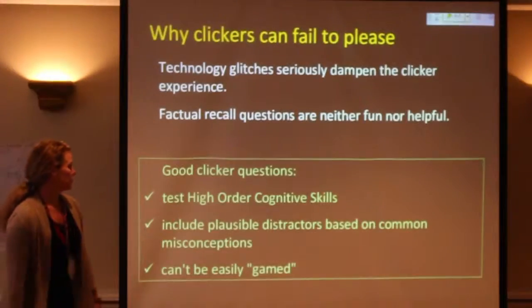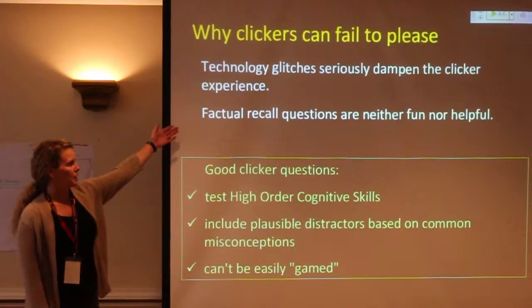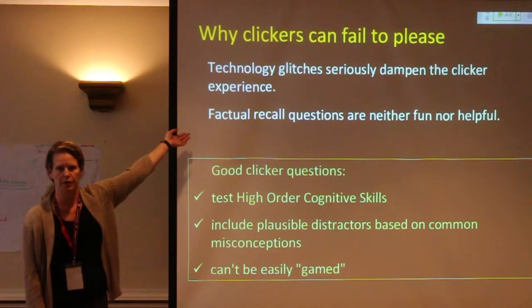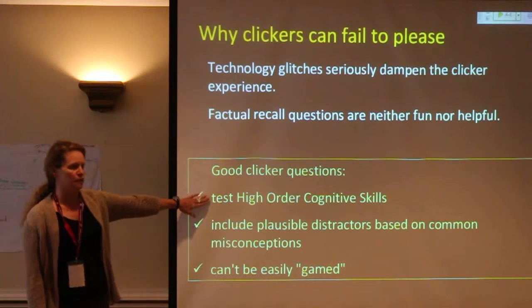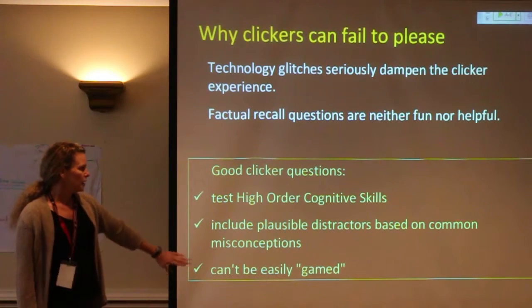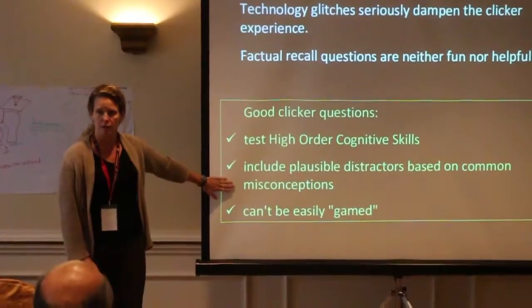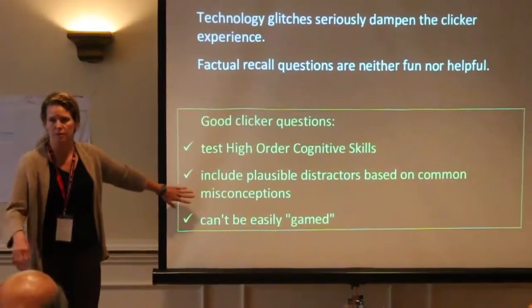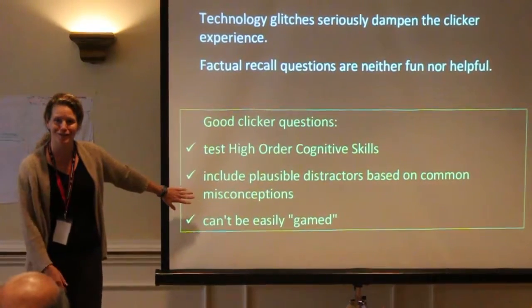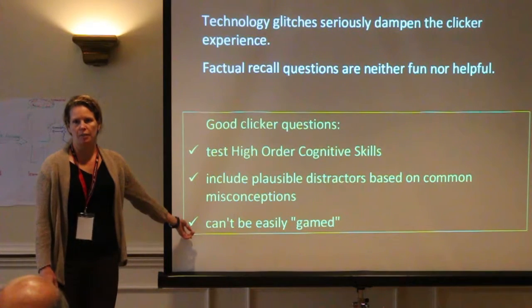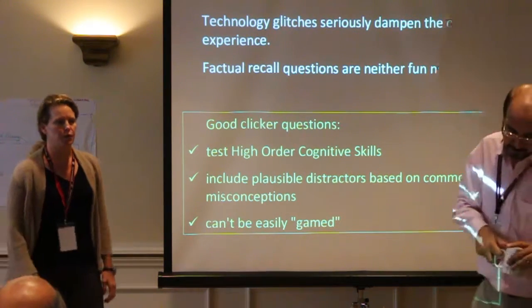So why they can fail to please, in the general scheme of things, is that if you just test factual recall, you would have all checked out. Yeah, whatever, right? It's boring. But if you give them high cognitive level questions and you have distractors that you know are misconceptions, so when I do this, I collect misconceptions and start putting them in as possible answers. And you want questions that can't be gamed. So it doesn't matter if you have clickers or not.